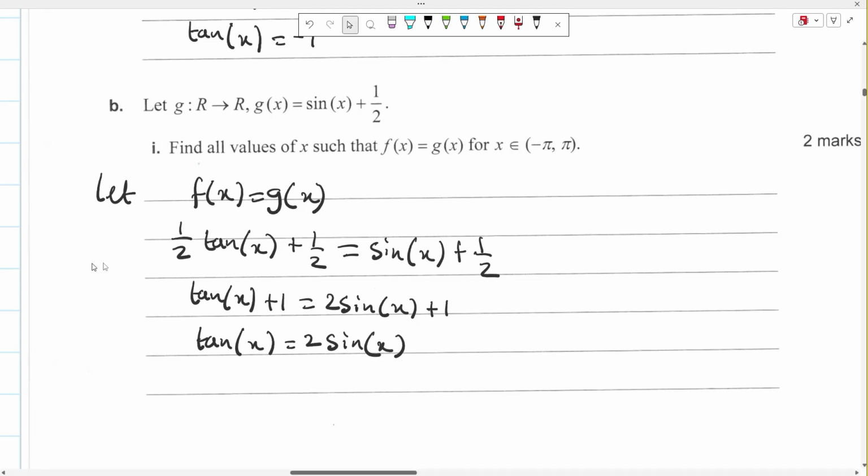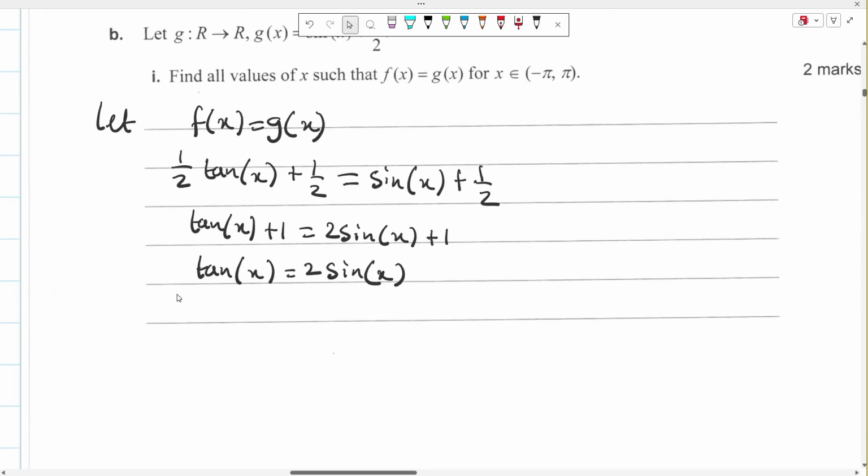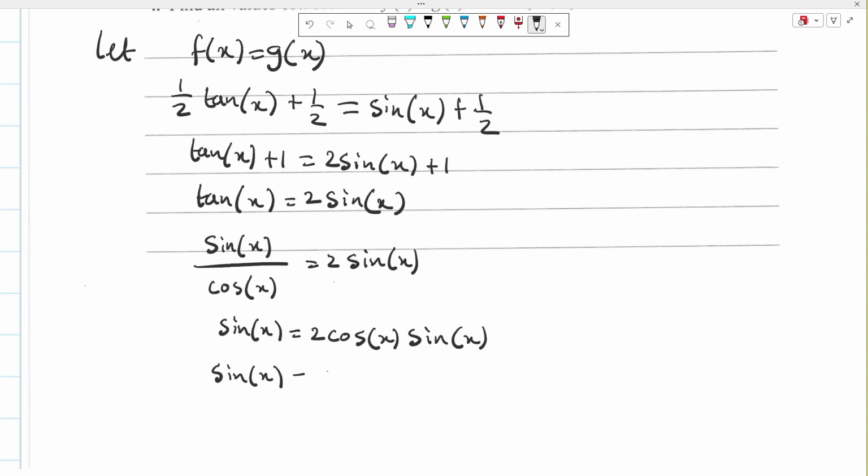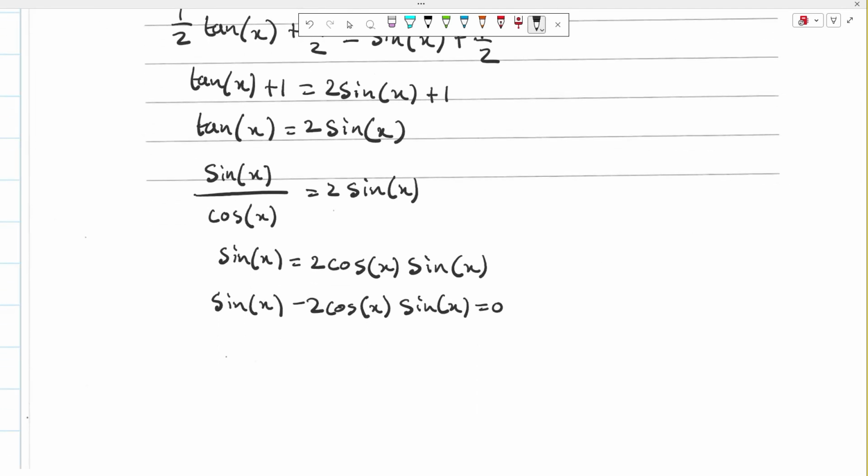Now, how do we deal with this? Well, there's something quite clever we can do. We can rewrite tan of x as sine of x divided by cos of x. Now, let's multiply both sides by cos of x. Let's move it to the other side. So we get sine of x minus 2 cos of x sine of x is equal to 0. As you can see, we can factor out a sine of x.